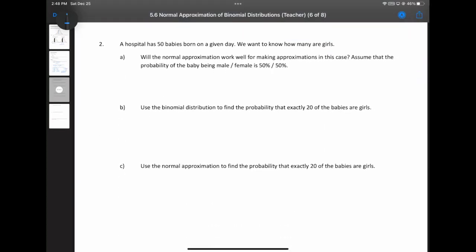Let's try another similar question. A hospital has 50 babies born on a given day. We want to know how many are girls. Let's start off by seeing if the normal approximation will work. So remember, normal approximation should work if NP and NQ are both at least 5. Here we have 50 trials, and there's a 50% chance of being a girl. And then NQ, 50 trials, 50% chance of being a boy. Okay, both of those are much larger than 5, so we are good to go.